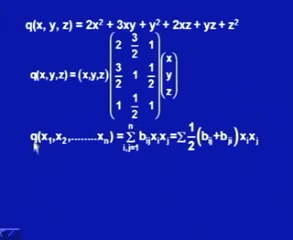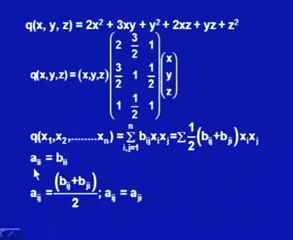In general, if I have a quadratic expression in n variables, then this can be written in this form: summation b_ij x_i x_j, where i and j vary from 1 to n. So how to get the b_ij's? I write b_ij as (b_ij plus b_ji) by 2 multiplied by x_i x_j. So I am writing this expression in this form, and from here I can get the matrix a_ij.